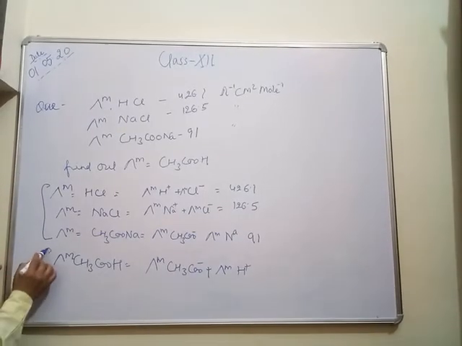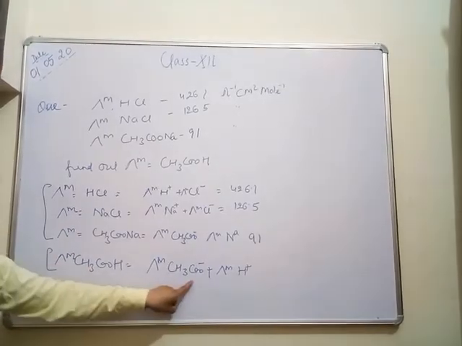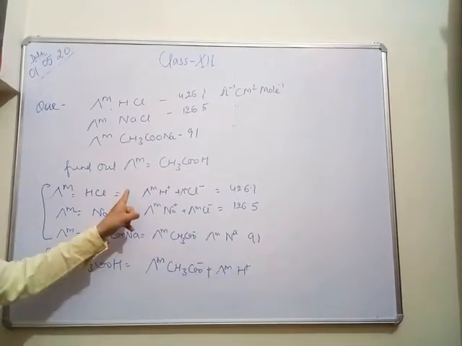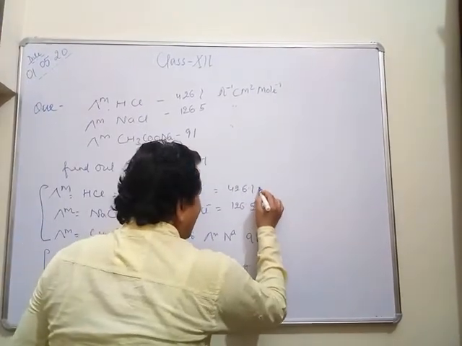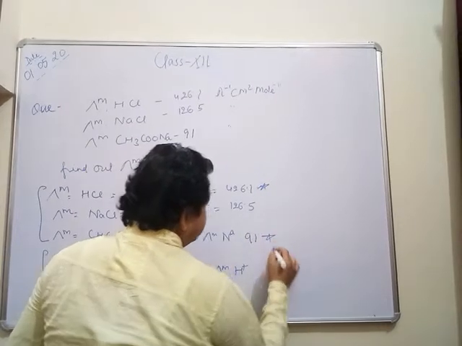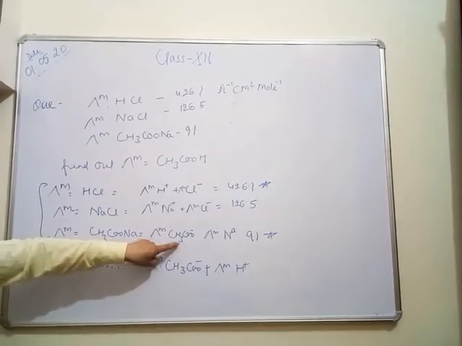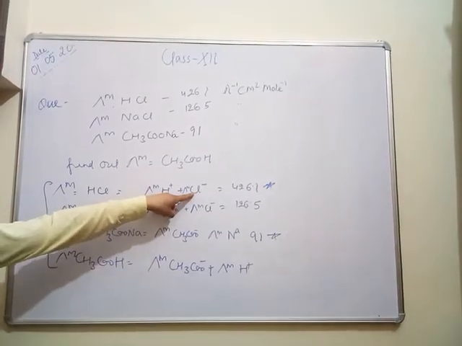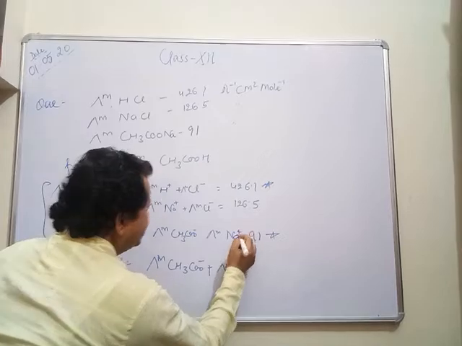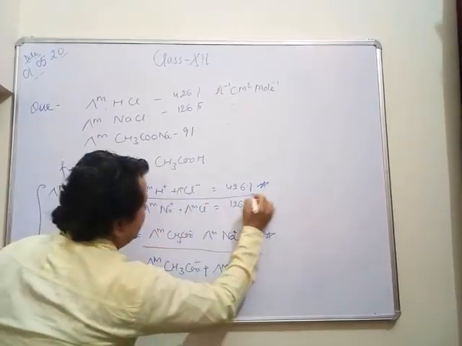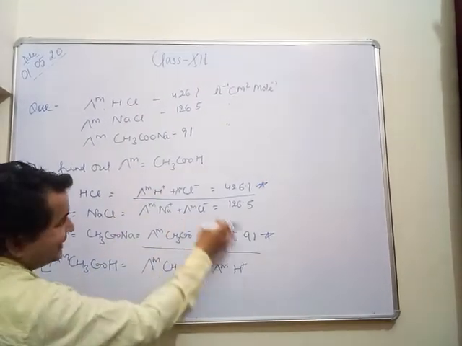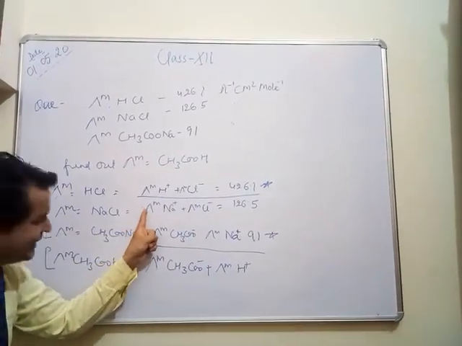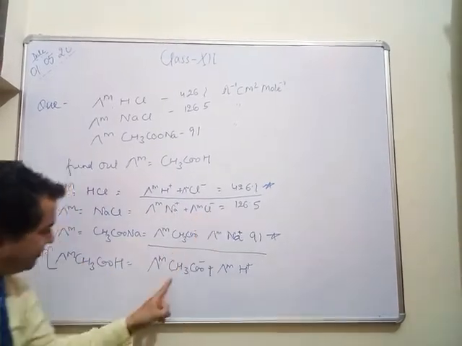Through this information, we are to find out the molar conductivity of this electrolyte. It is made up of CH3COO negative and H positive. We have CH3COO in this equation and H positive in this. Suppose I add this and this. By adding them, I will get CH3COO and H positive. But in these two, we have one Cl and one Na extra. When we add this and this, I will get CH3COOH, but NaCl is extra. That's why I can subtract NaCl from the sum of this and this. Simply, we will find out CH3COOH.